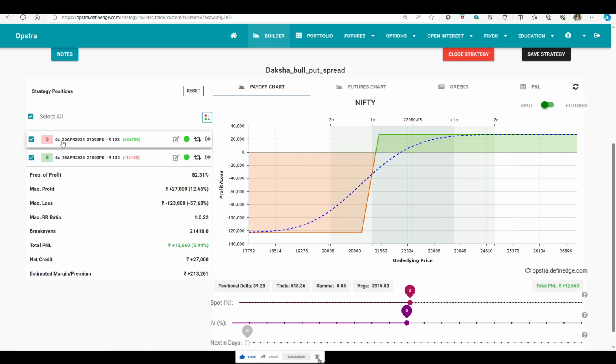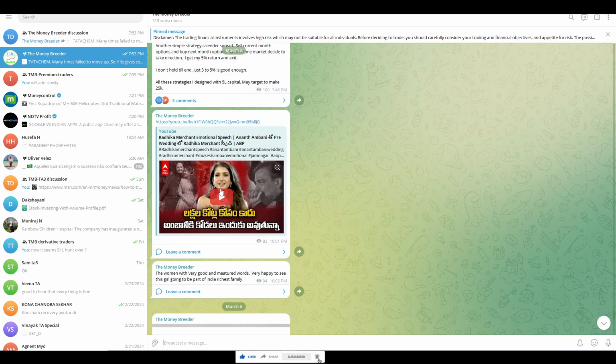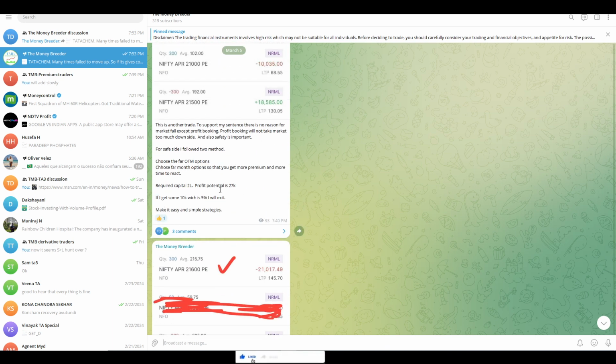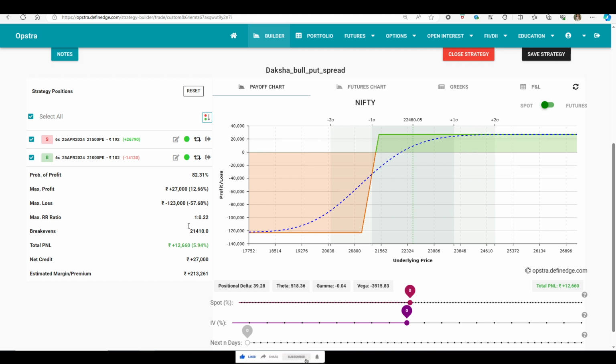This is the April month. Today we booked a profit of 10,000 rupees. This trade I posted in the Telegram channel yesterday. This was the trade. Today we booked 10,000 rupees, which is 5% of our capital. Our capital requirement is around 2 lakh rupees.